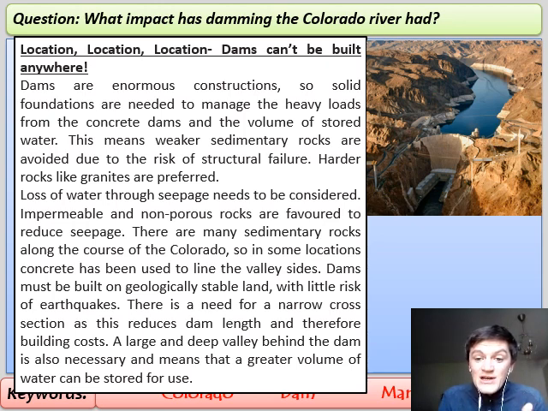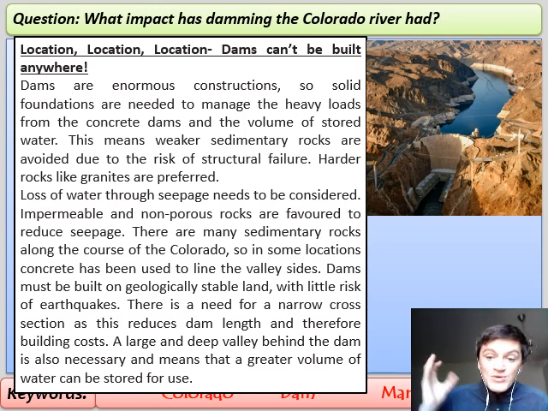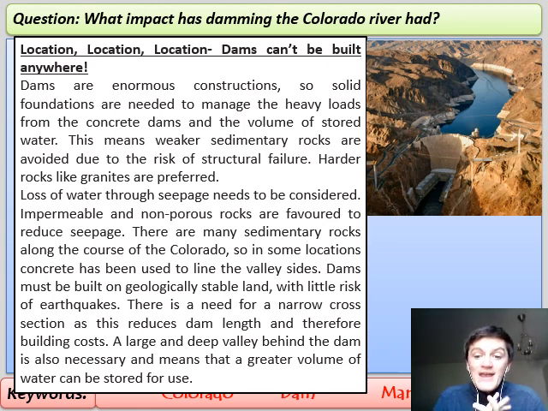Okay, so you can't have earthquakes underground. If you have an earthquake underground, the dam might break, and again, all that water, all that energy, all that power will be released, and that will cause chaos, and it will cause death and destruction.